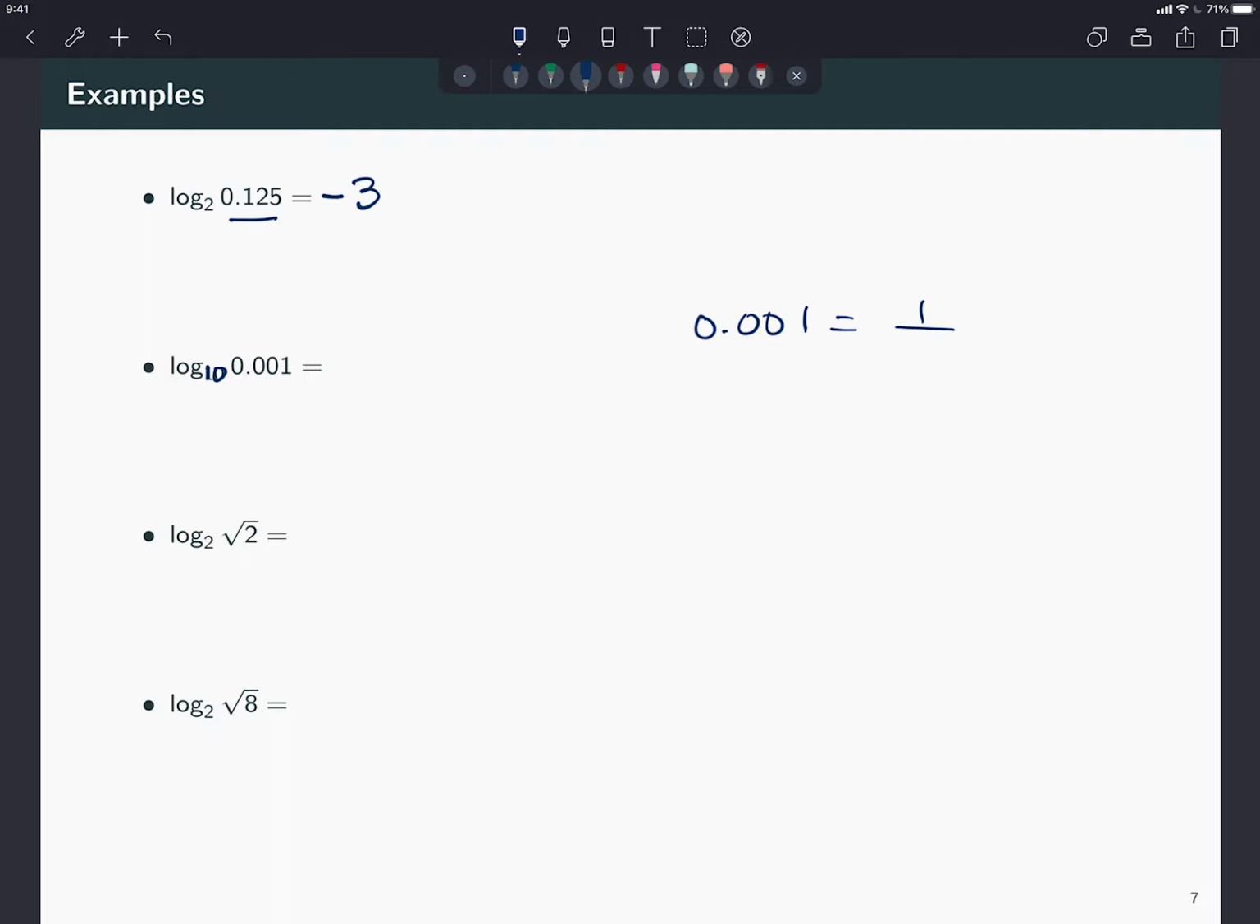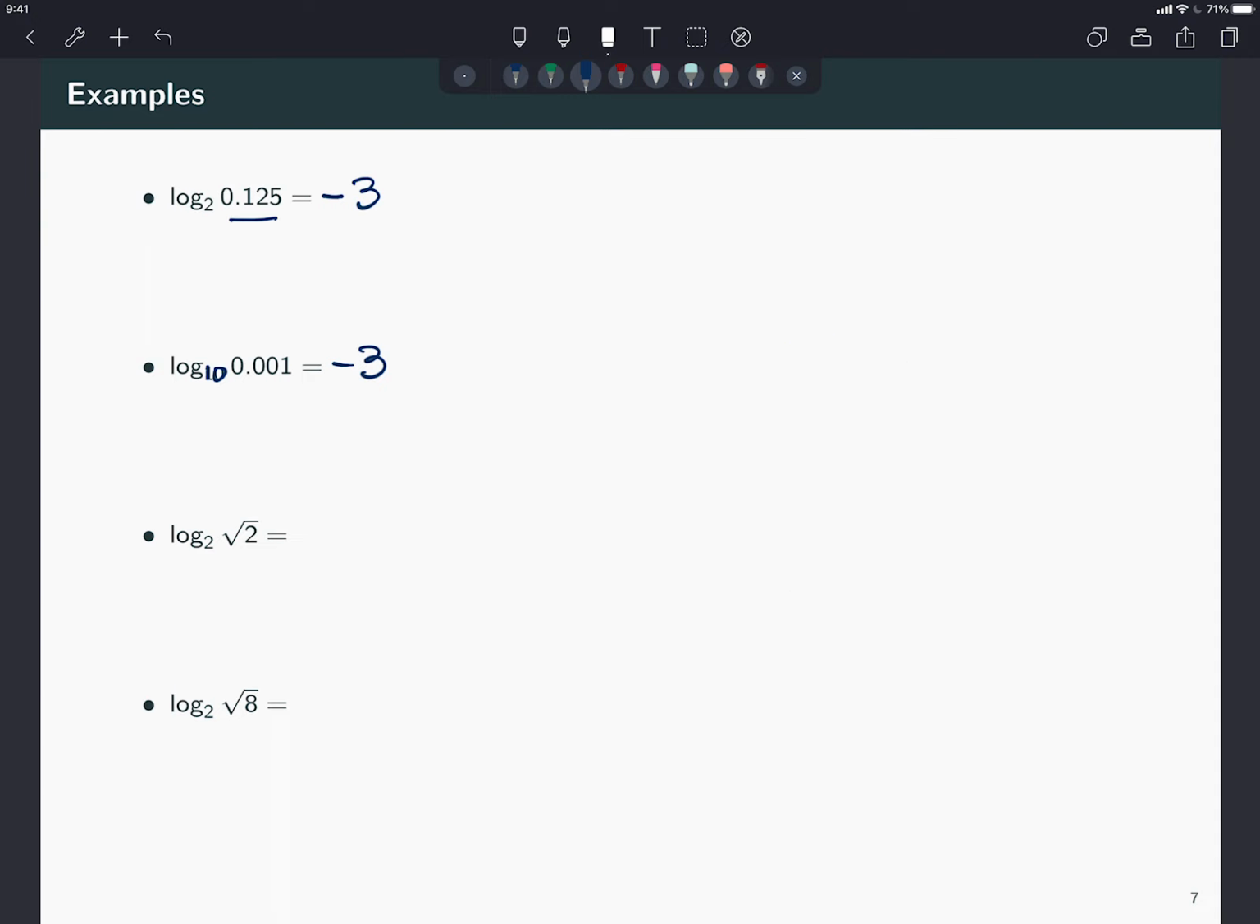0.001 is really 1 over 1,000, which is, again, if you want to see it as a power of 10, what power should it be to get this? Well, it should be to the negative 3, right? We already talked about that. 10 to the 3 is 1,000, so here it's just in the denominator, so it's a negative 3. Okay, now a couple more examples to get a little bit more interesting.